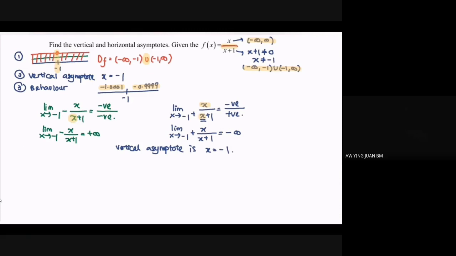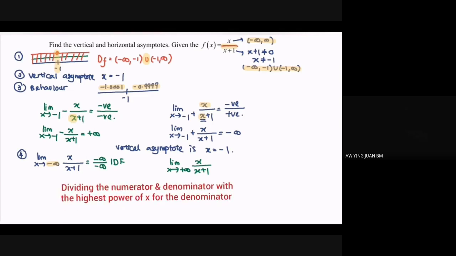Step number 4, we are going to find the horizontal asymptote. So how to find the horizontal asymptote? Limit when x approaching negative infinity for the function x over x plus 1. Then we have another situation, limit when x approaching positive infinity for the function x over x plus 1. Kindly substitute the value negative infinity, and we will have negative infinity over negative infinity, which is indeterminate form. So in order to solve this, we are going to divide the numerator and the denominator by the highest power of x of the denominator. In this case, the highest power in the denominator would be x.